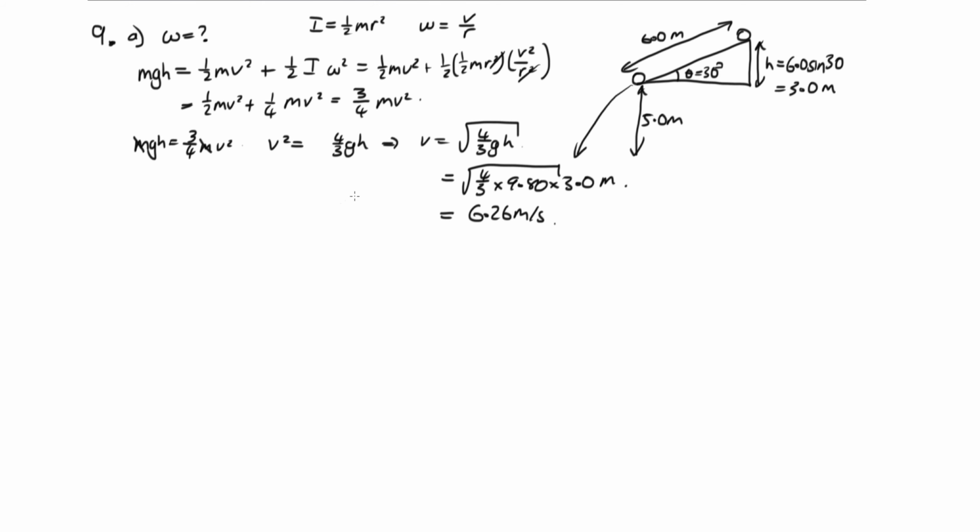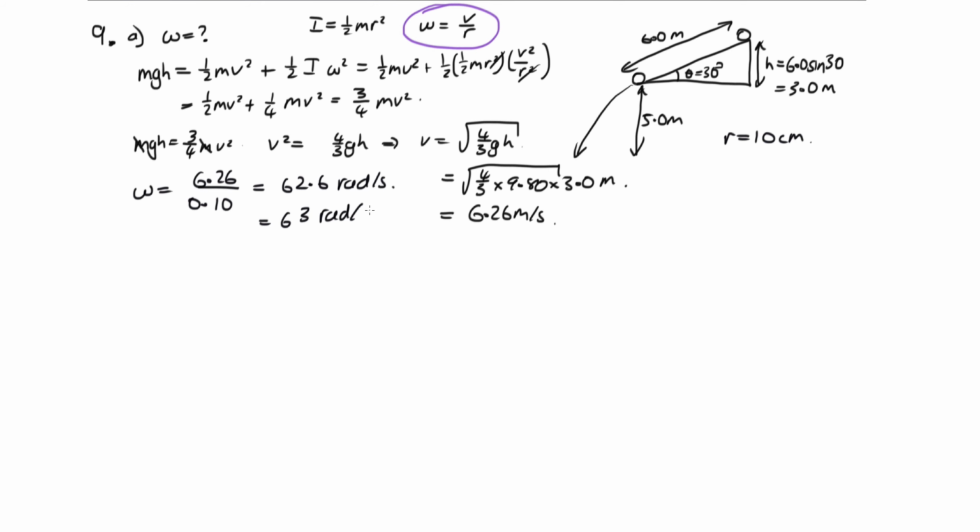In this question, we were asked for omega, which is given by v on r. So we're getting close. So omega is equal to v, which is the 6.26, over r, which is the radius of the cylinder. Now, in the question, we're given that value. We're told that the radius of the cylinder is equal to 10 centimeters. So that's divided by 0.10 meters. And so this is equal to 62.6 radians per second, which we can write as 63 radians per second to 2 significant figures.